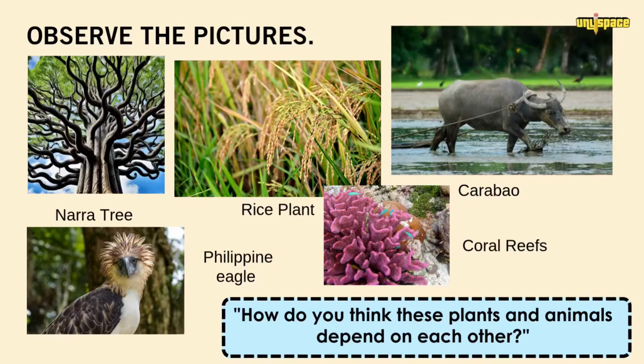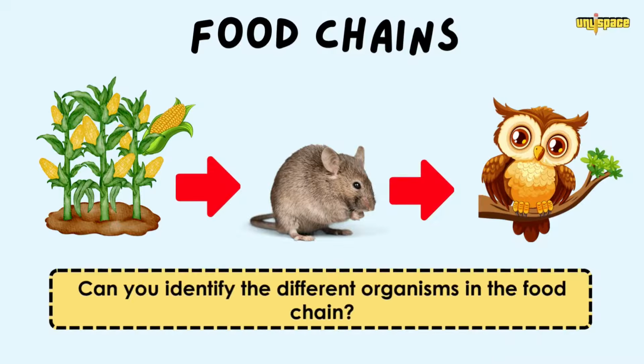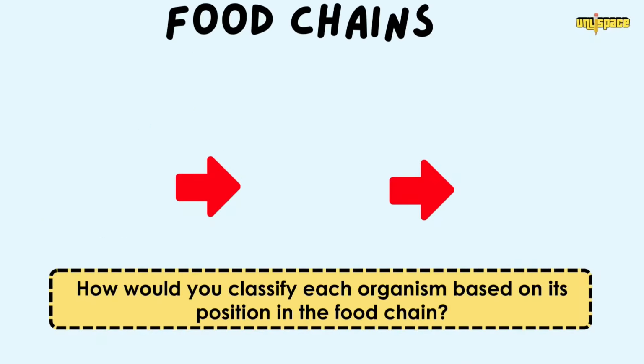Observe the pictures, children. How do you think these plants and animals depend on each other? Can you identify the different organisms in the food chain? Look closely. We have corn, a rat, and an owl. Each of them has an important role in the food chain. How would you classify each organism based on its position in the food chain?